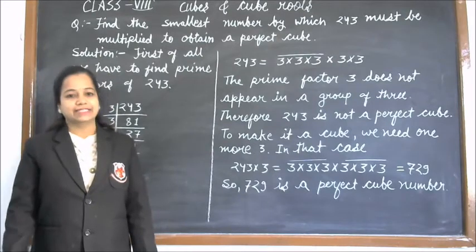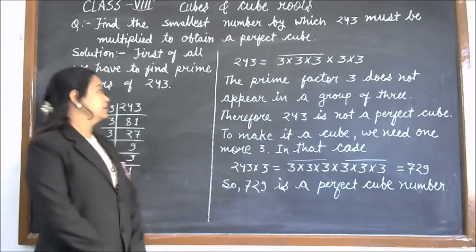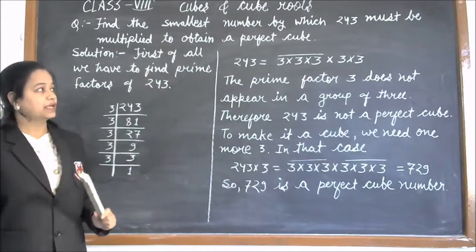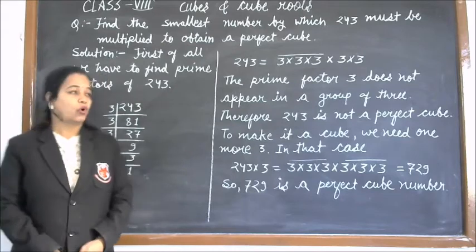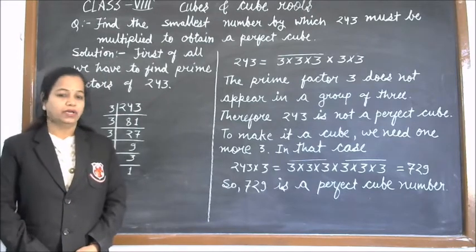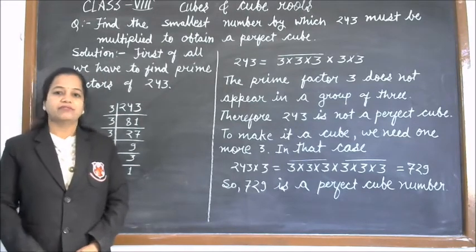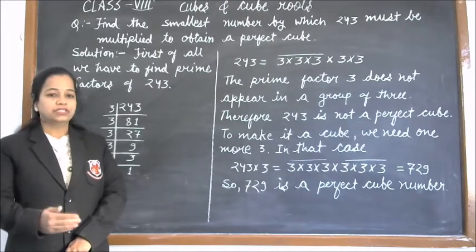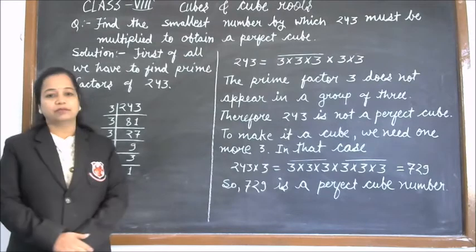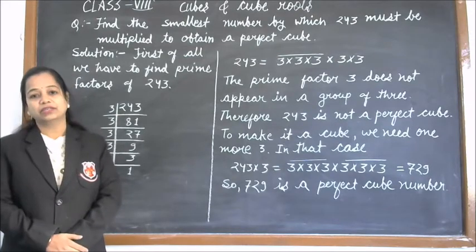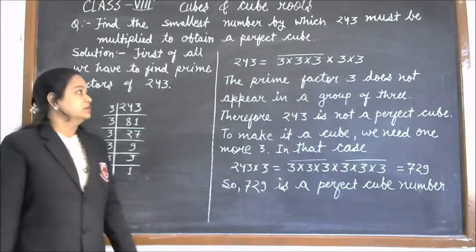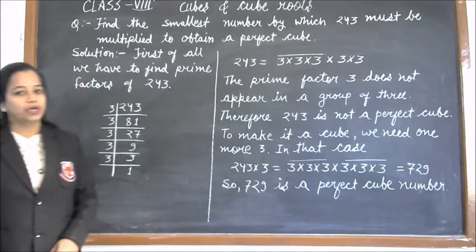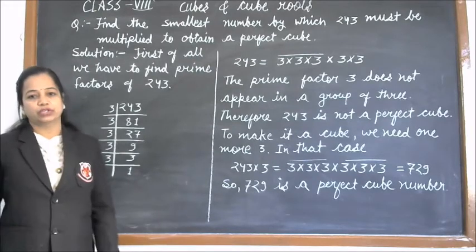Now students, second type of question is, find the smallest number by which a number must be multiplied to obtain a perfect cube number. Means, we have a number which is not a perfect cube, and we need to find which number it should be multiplied by to make a perfect cube number. For example, we have 243, which is not a perfect cube number. We have to make it a perfect cube number.